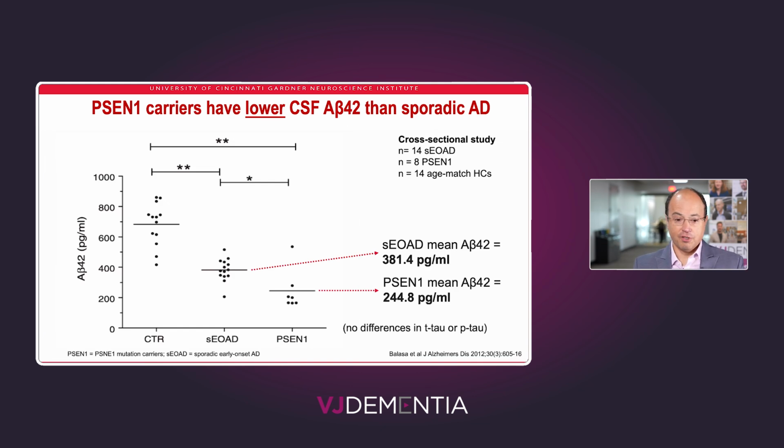Presenilin-1 carriers have lower levels of A-beta 42 than even sporadic Alzheimer's, as you see in this study that includes 14 individuals with sporadic early Alzheimer's compared to 8 individuals with presenilin-1.